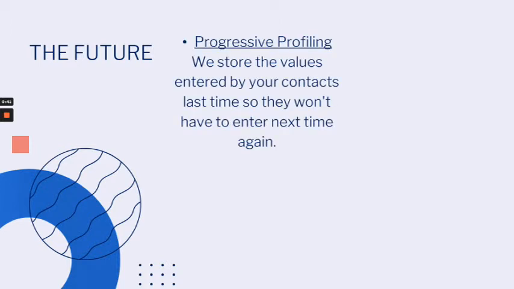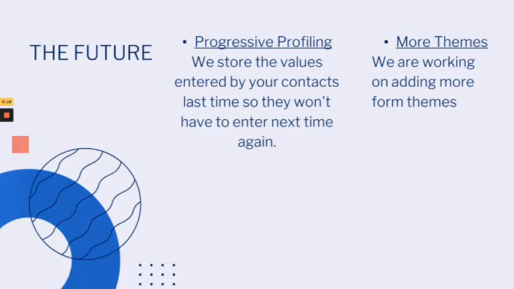In future we have a couple of more upgrades coming in. First is progressive profiling, where we store the values entered by the contacts the first time. So for example, if a customer visits your website and fills the details into this web form 2.0, we store those details in the cookies. So next time if they use the same form, they will not have to enter the same details again. We are working on adding a couple of more themes.